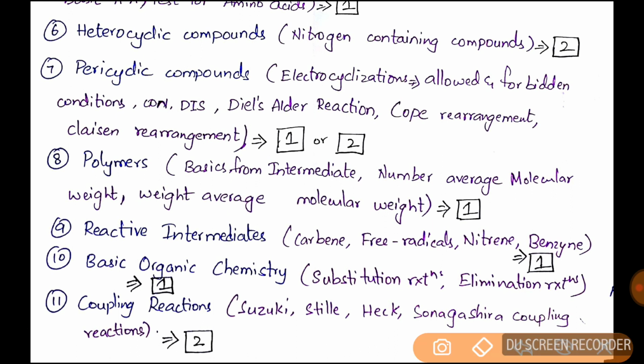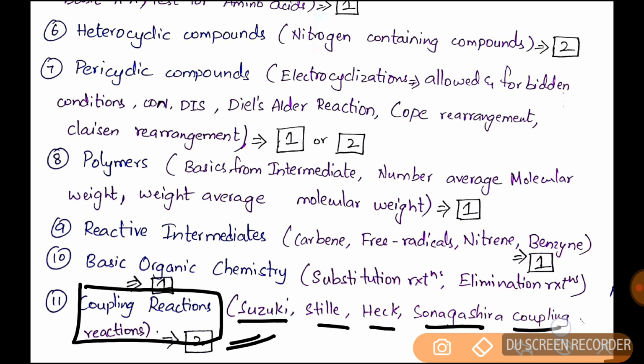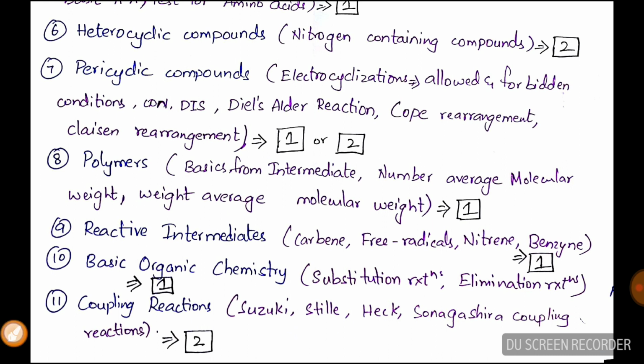So you should be very good with coupling reactions, because coupling reactions are very easy, but you should just have an idea of them, and you can attempt these coupling reactions in just 10 seconds. So the basic, very important coupling reactions are Suzuki, Stille, Heck, Sonogashira coupling reactions. So just go through these coupling reactions, guys, and you can expect 2 questions from these coupling reactions.